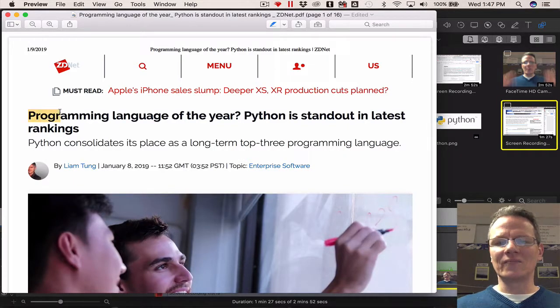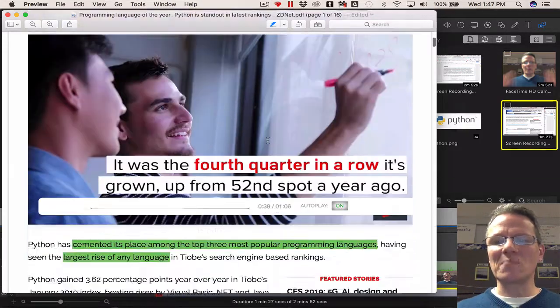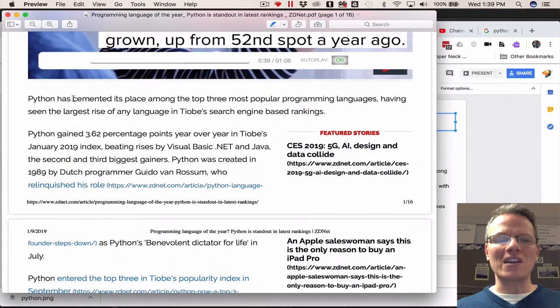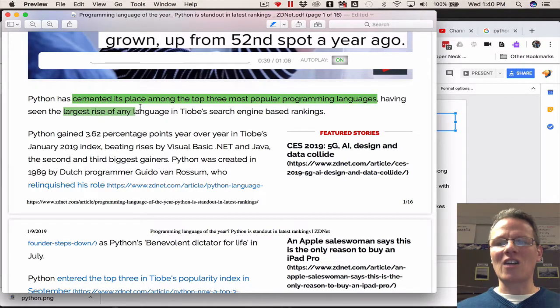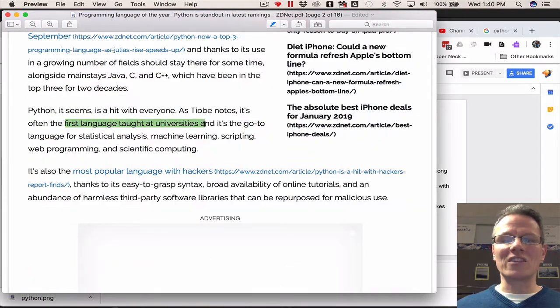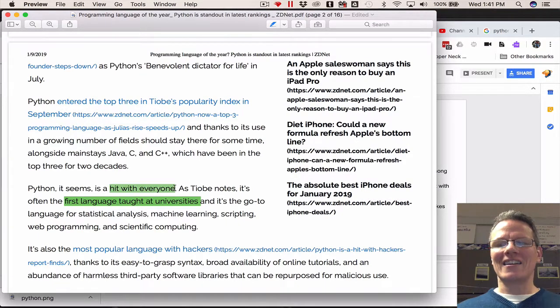Take a look at this article. In here it asks, is Python the programming language of the year? It says that Python has cemented its place among the top three most popular programming languages. And it goes on to say that it's the largest rise of any language, one of the first languages taught at universities. And then finally it says, Python, it seems, is a hit with everyone.